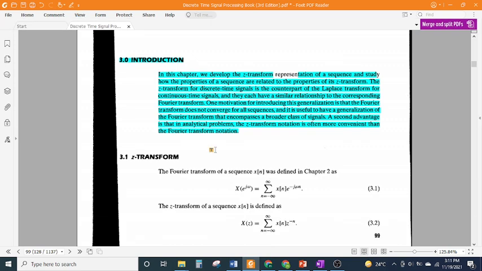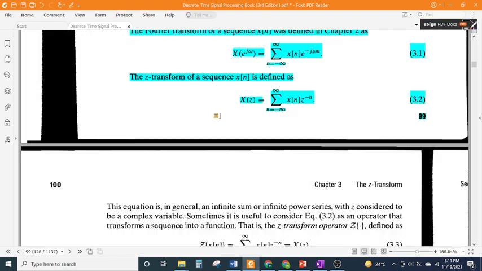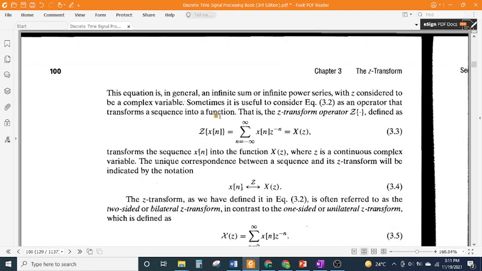3.1 Z-transform. The Fourier transform of a sequence x[n] was defined in Chapter 2 as X(e^{jω}) = Σ_{n=-∞}^{∞} x[n] e^{-jωn}. (3.1) The Z-transform of a sequence x[n] is defined as X(z) = Σ_{n=-∞}^{∞} x[n] z^{-n}. (3.2) This equation is, in general, an infinite sum or infinite power series, with z considered to be a complex variable.